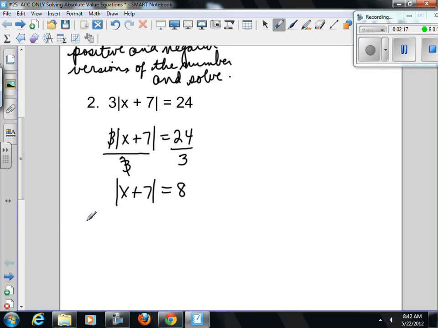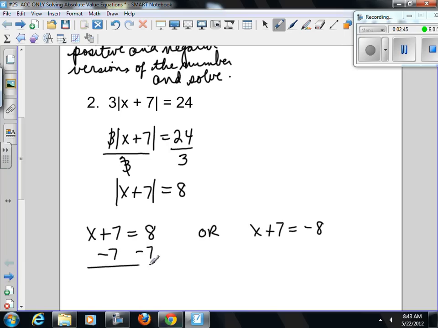Now, what we do is we take what's inside the absolute value symbols and set it to the positive version of the number and the negative version of the number. So we say x plus 7 equals 8, or x plus 7 equals negative 8. Because remember, the absolute value of negative 8 is 8, absolute value of positive 8 is 8. Remember that. So now we solve each one.